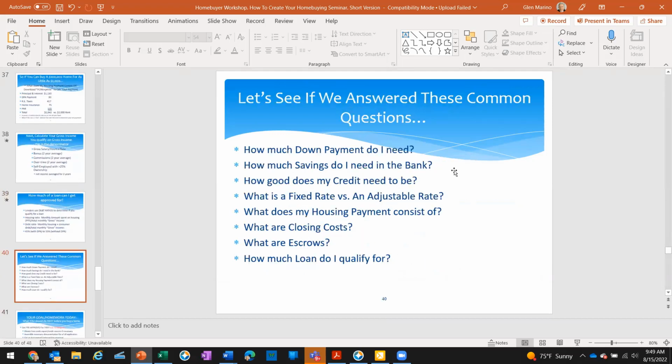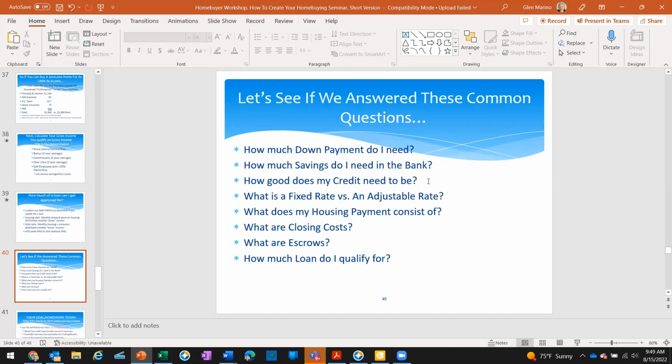So let's see if we've answered these common questions today. How much of a down payment do I need? Depends on whether you're going to use down payment assistance or not. It could be as little as 1% to 3.5%, or 3% to 3.5% to 5%. How much savings do I need in the bank? On FHA loans, it's typically zero. You don't need any type of what's called cash reserves. You could spend your last penny paying for any one of the 3 buckets of cash. On a conventional loan, it's typically 1 to 2 months of housing payments that Fannie Mae and Freddie Mac want to see in cash reserves.